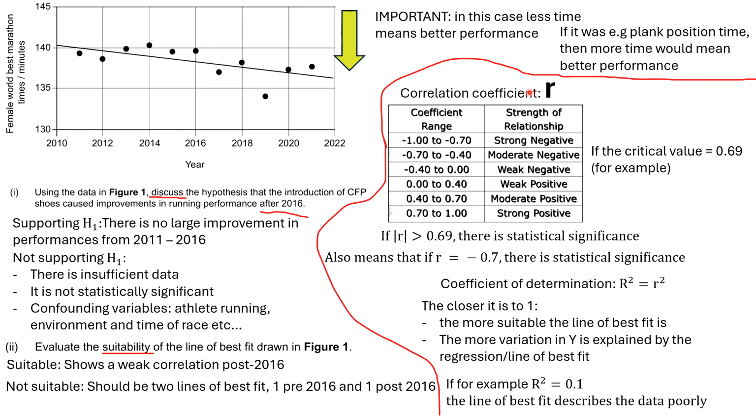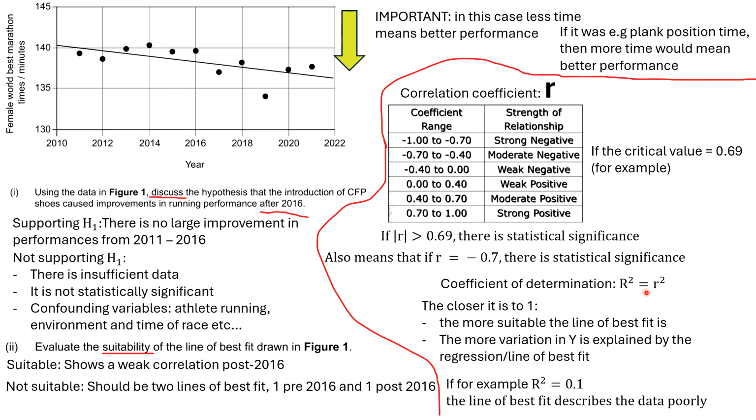Correlation coefficient. Okay, apart from the obvious that you already know, you may be given a critical value. This is what it says on the syllabus. So if you're getting, for example, 0.69 as a critical value, if the R value is larger than 0.69, then there's statistical significance. This also means that if the R value is negative and it's larger than minus 0.69, there's also statistical significance.